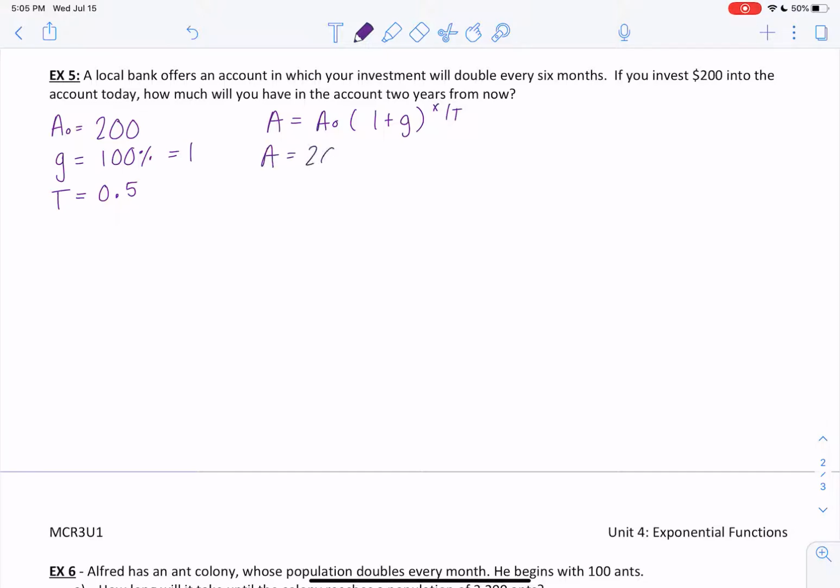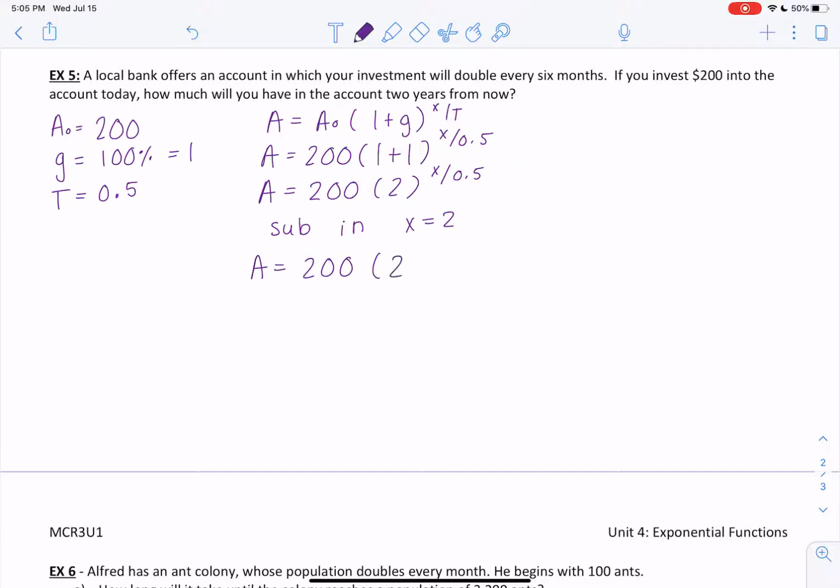So we'll have 200, 1 plus 1, x over 0.5. So we'll have 200 times 2 to the x over 0.5. And now we're trying to find out how much we'll have in the account 2 years from now. So we'll sub in x equals 2. Just forgot to sub in my x equals 2. There we go.